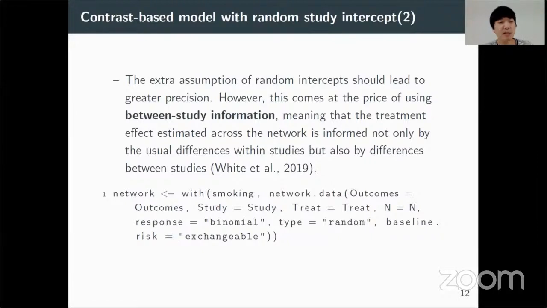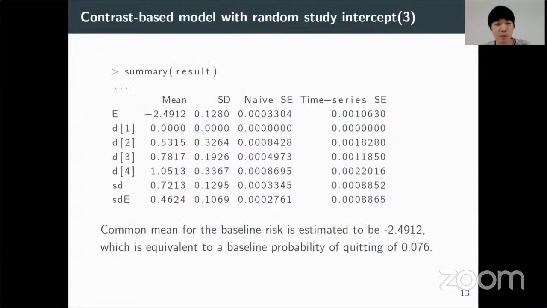However, this comes at the price of using the between-study information, meaning the treatment effects are no longer estimated only by the usual differences within studies, but also by the differences between studies. We can fit this model by adding a parameter baseline risk and setting it to equal exchangeable. This is the summary result for fitting this model. Now the common mean for the baseline risk is estimated to be minus 2.4912, which is equivalent to a baseline probability of quitting of 0.076.